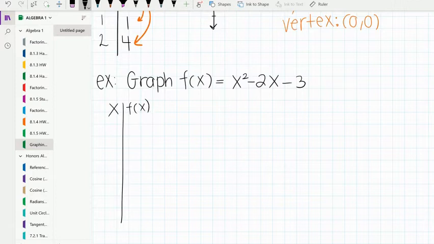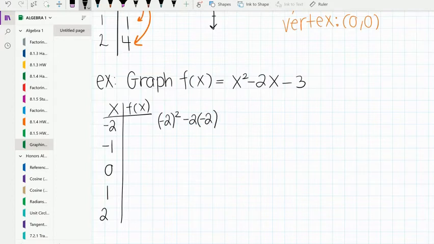All right, so we're going to go ahead and plug in points. We'll start off with what we did last time, which was -2, -1, 0, 1, 2, and we'll see where that takes us. So I'm going to plug in -2, so that would be -2 squared minus 2 times -2 minus 3. So lots of work here. -2 squared is 4. -2 times -2 is +4, and then minus 3. So this would be 5.